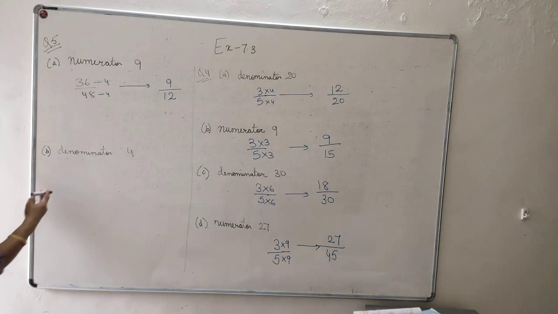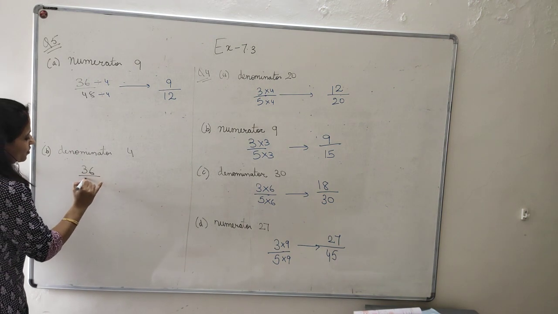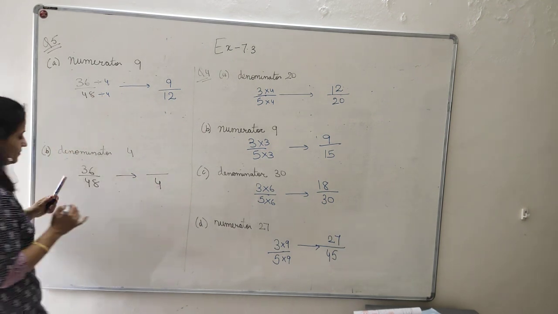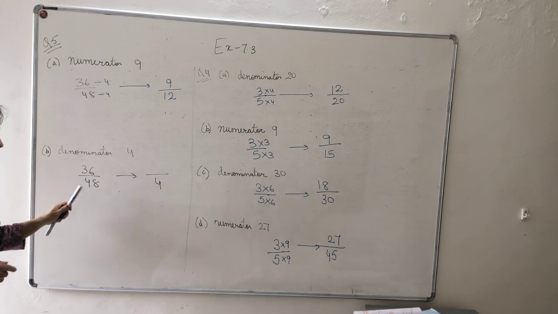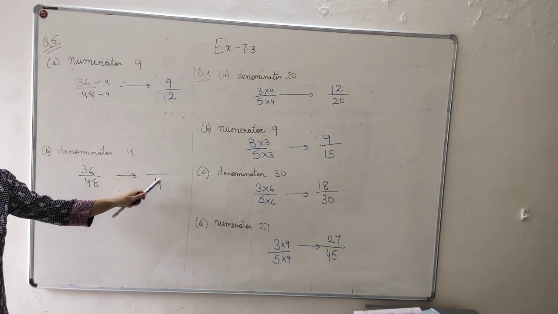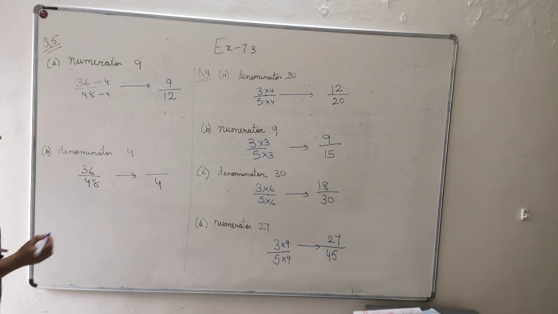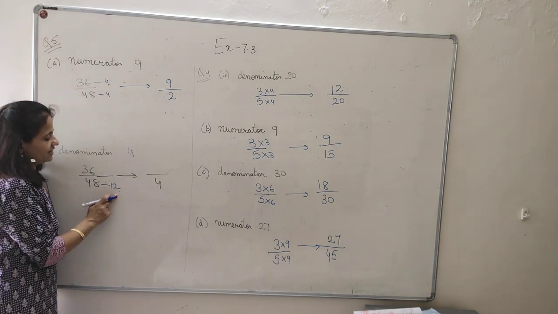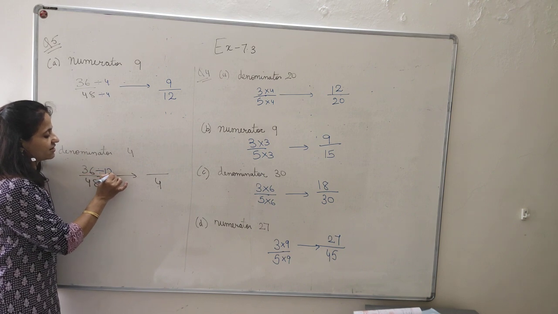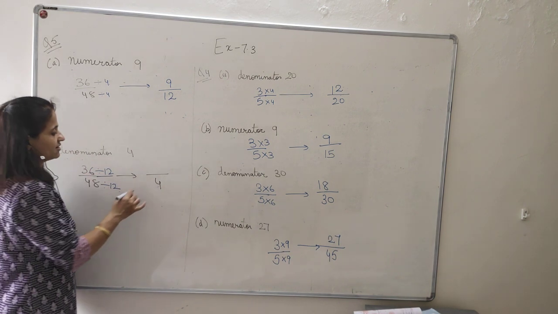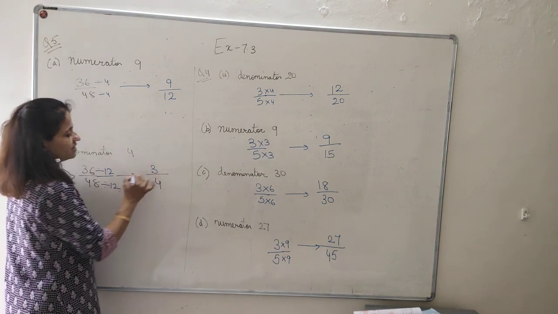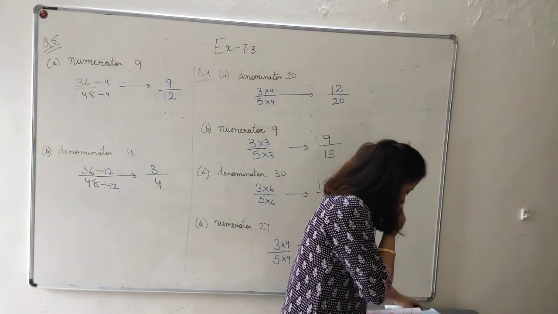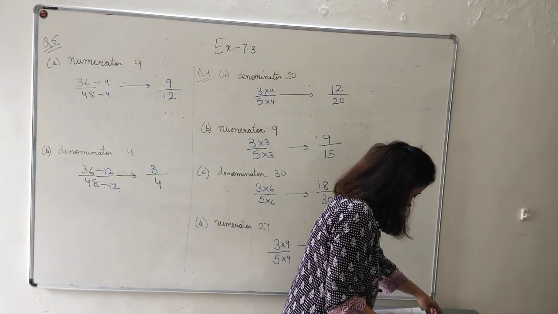The same fraction I have with me is 36 upon 48. I want to make the denominator 4. Now, with which number shall I divide 48 so that I get 4? 12 4s are 48. I divide it by 12. If I divide the denominator by 12, I have to divide the numerator also by 12. So 36 divided by 12 will be 3. So the answer will be 3 upon 4. Now we will be doing question number 6.